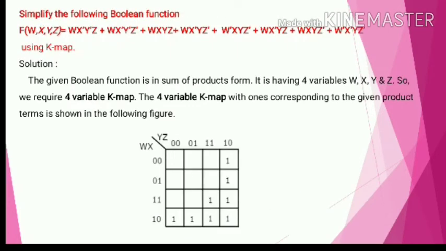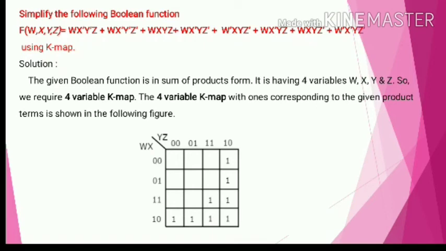Now let us see one example. Simplify the Boolean function using the K-map. The question is f of w, x, y, z. F is a function and w, x, y, z are the 4 variables used, so the 4 variable K-map method is used. Solution: the given Boolean function is in sum of products form. There are 4 variables w, x, y, z, so we need a 4 variable K-map.